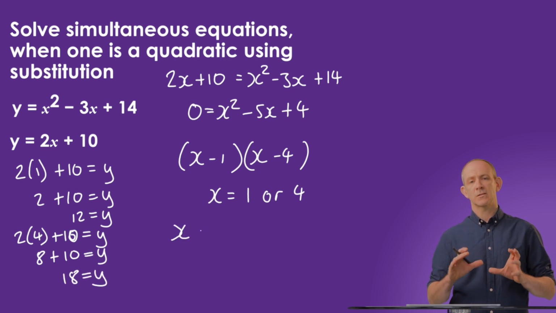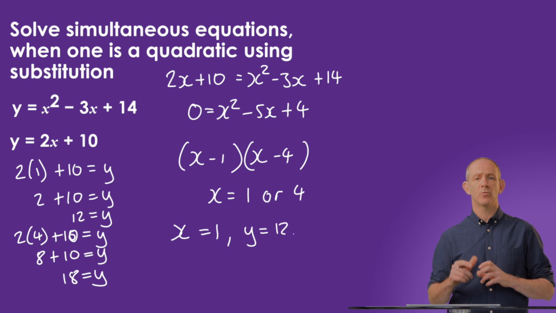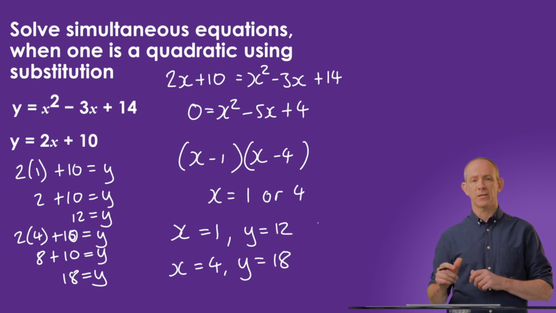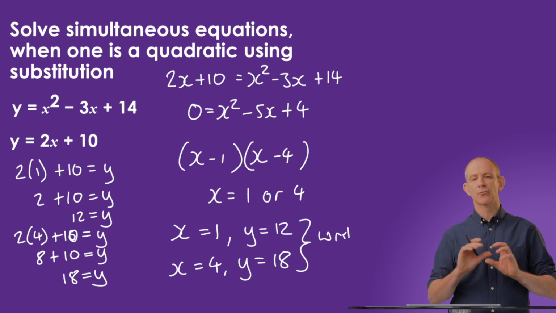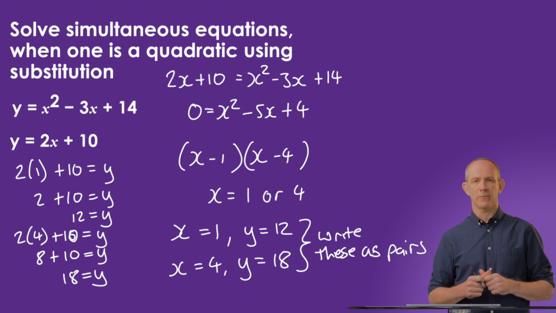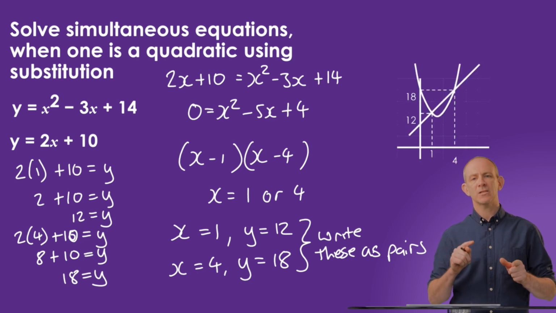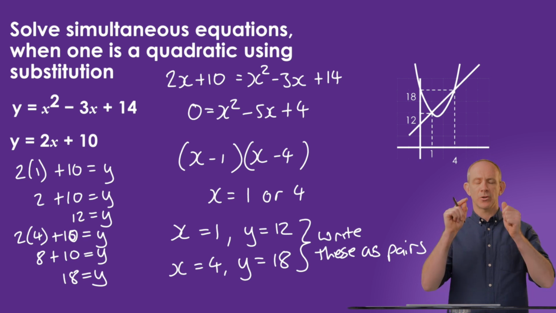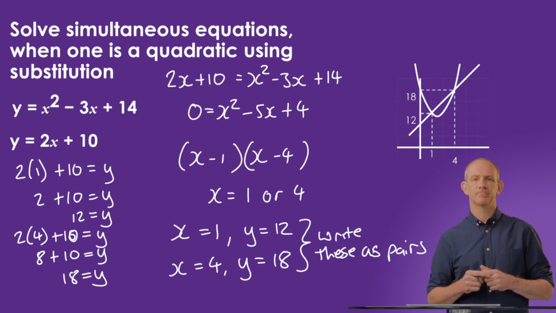We can write these like this: x equals 1, y equals 12, and x equals 4, y equals 18. You must make sure you write these in pairs, the x value with the correct y value. You can now see on this graph how these match up to the graphed solutions.